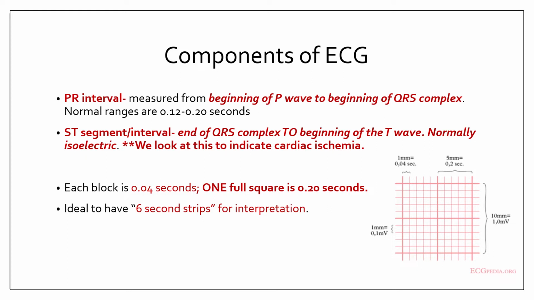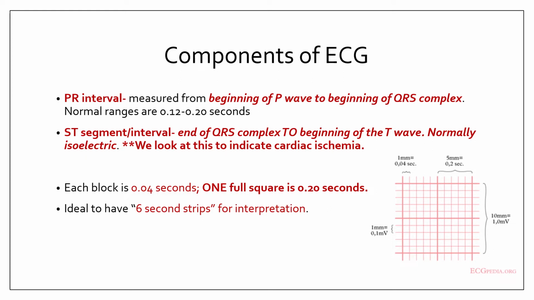So up to this point, we've talked about what the waves represent. Now we're going to talk about how long things take, because the timing tells us whether conduction through the heart is normal or delayed. So we have the PR interval, which is measured from the beginning of the P wave to the beginning of the QRS complex, and it represents the time it takes for the electrical impulse to travel from the SA node through the atria, through the AV node, and into the ventricles.